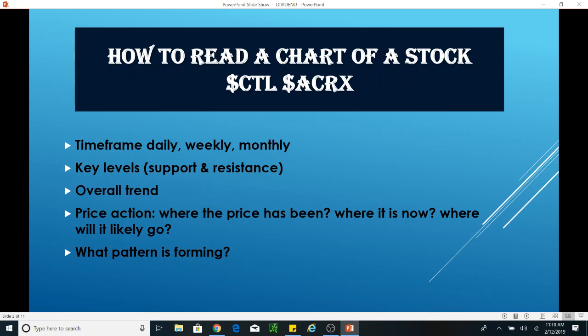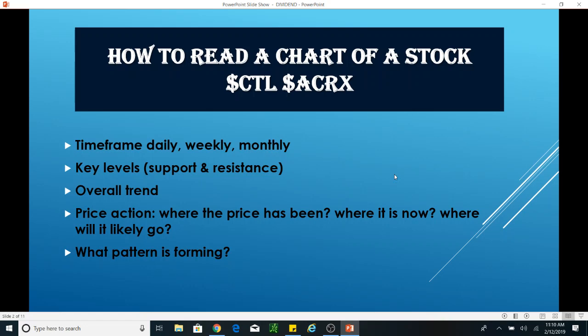Most of the time people ask me, how do I read a chart, especially beginners, right? People that just start trading, they don't know anything about reading the overall chart of a stock. So today we will learn about how to read a chart of a stock. We will take two examples. We take CTL and ACRX. Those are two stocks that I'm in right now.